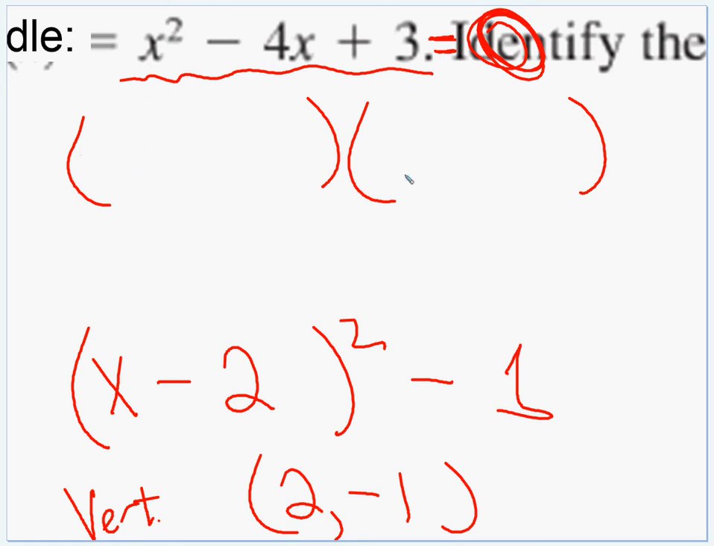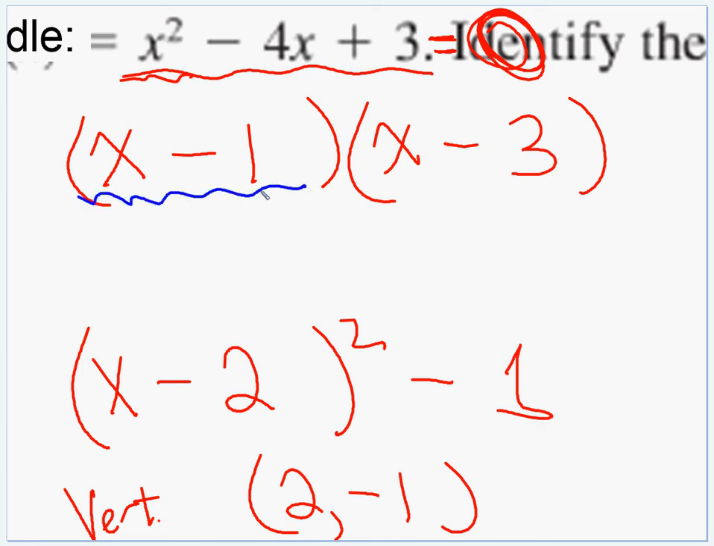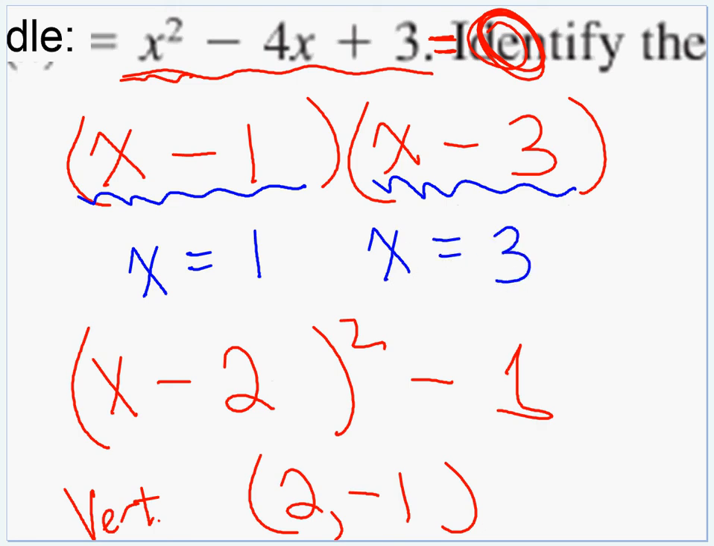I know it's two binomials multiplied. My leading term has to come from x times x. And what numbers multiply to 3 and add up to negative 4? Well, that has to be negative 1 and negative 3. If I set this first term equal to 0, x minus 1 is 0 means x is 1. And if I set this one to 0, I get x equals 3.